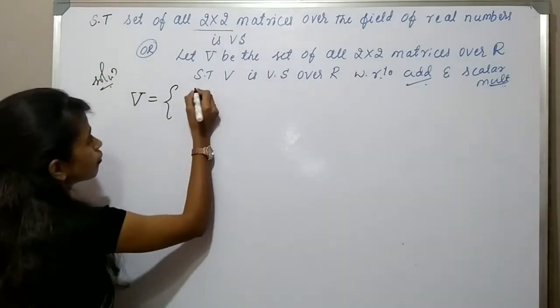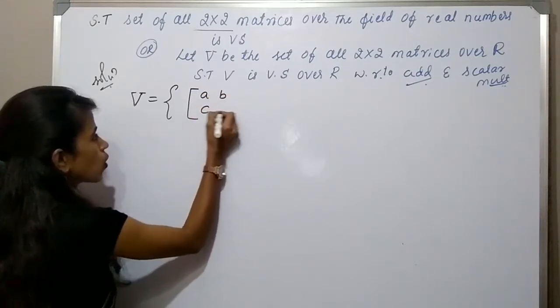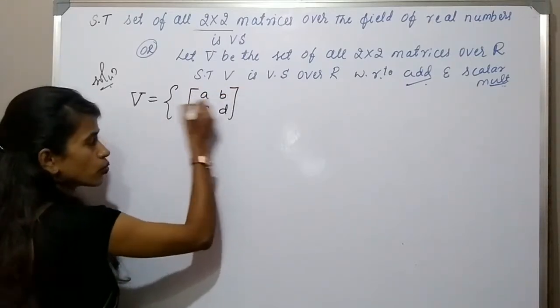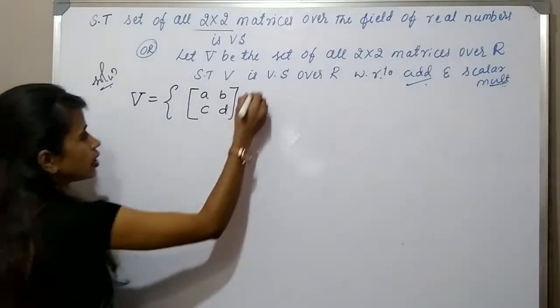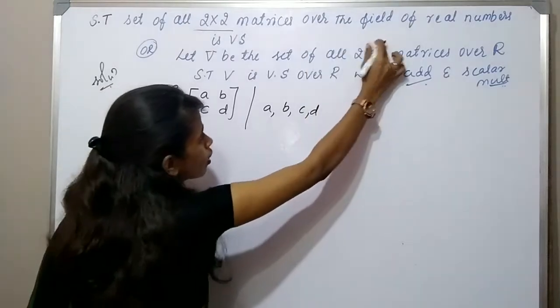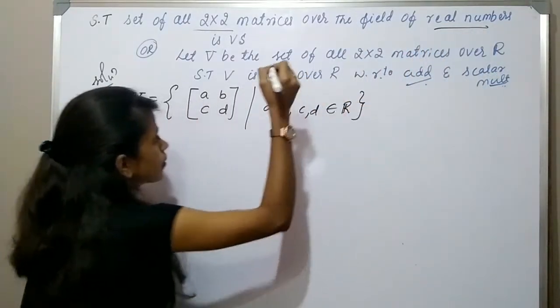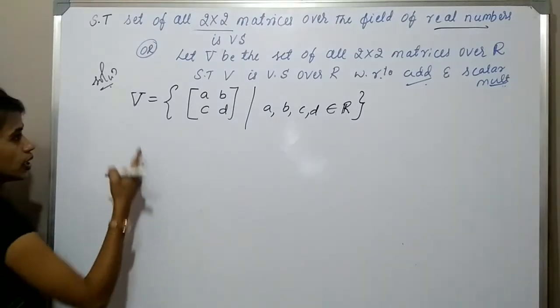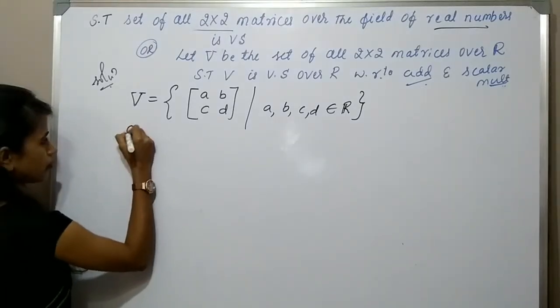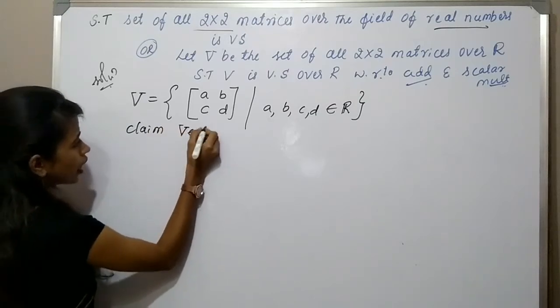V is equal to the set of all 2 by 2 matrices, which means 2 rows and 2 columns: A, B, C, D over the field of real numbers. Therefore A, B, C, D belong to real numbers. So we have to show that this forms a vector space.